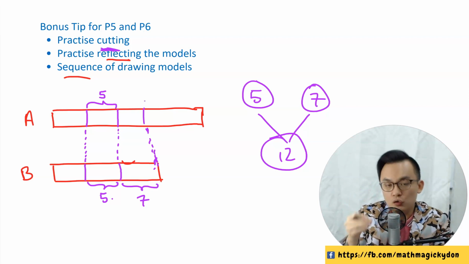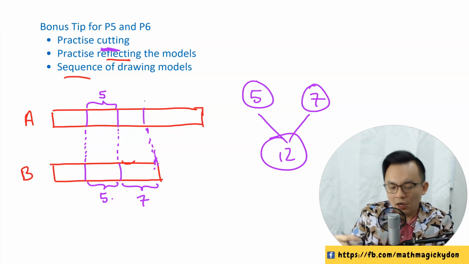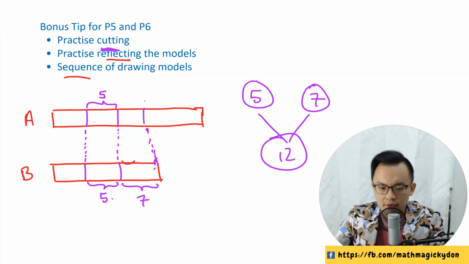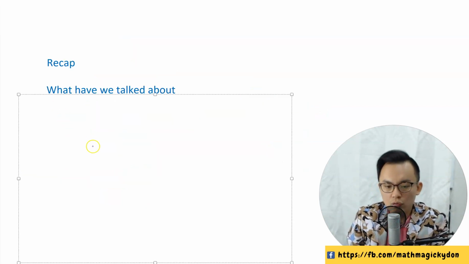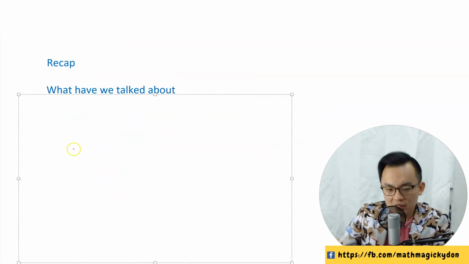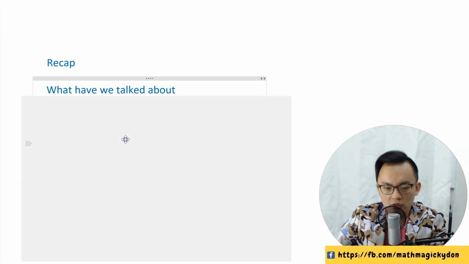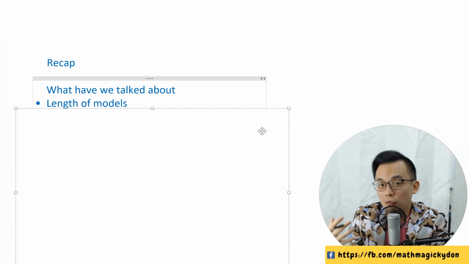Then they are able to use the number bonds method, or to convert models into number bonds. All right, so I'm going to do a recap of what we have talked about in this video. The first thing is some characteristics of well-drawn models.